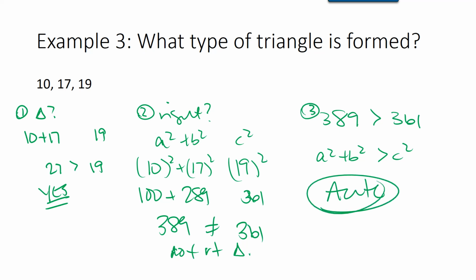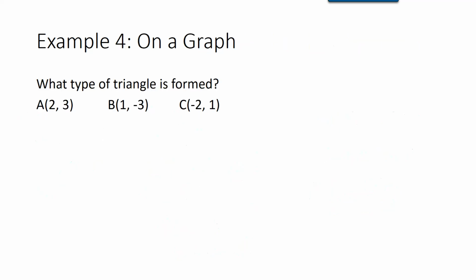Okay? That's the thought process I want you to go through on these. First, check and make sure you have a triangle, then plug it into the Pythagorean theorem. If it works, you get a right triangle, great, you're done. If not, you need to do step 3 and compare and see if it's acute or obtuse.